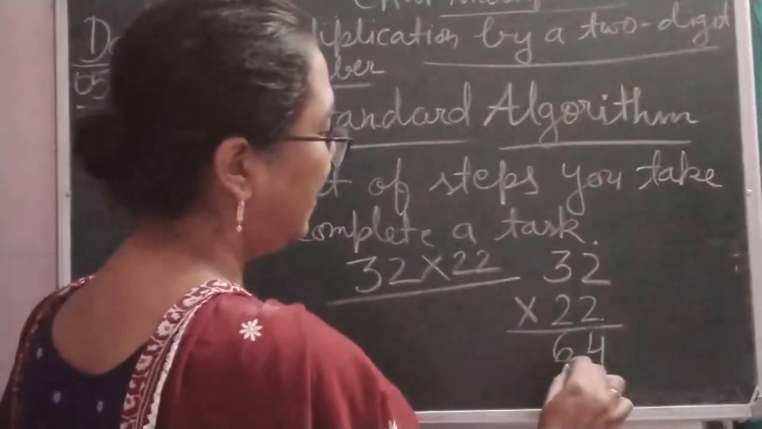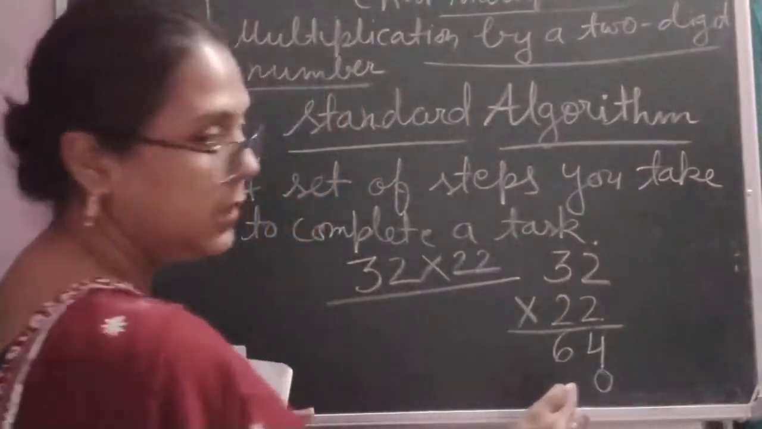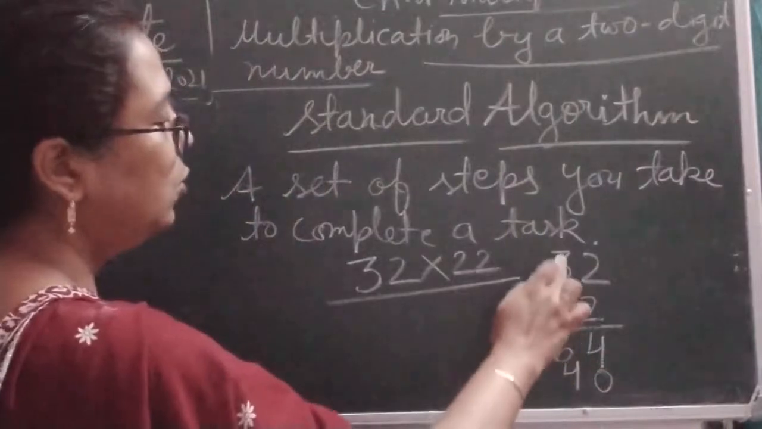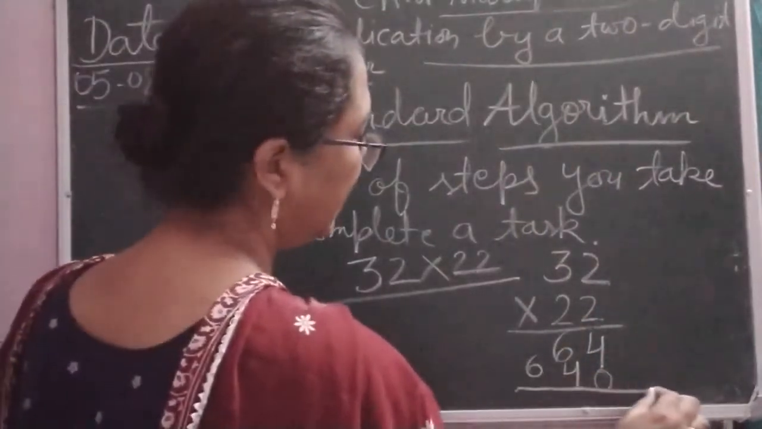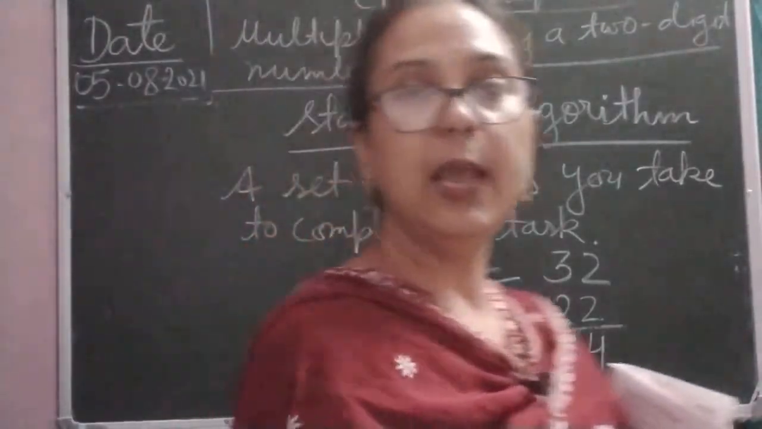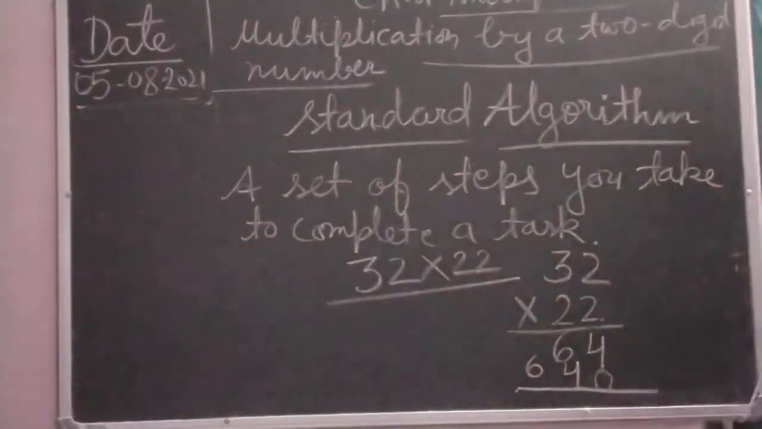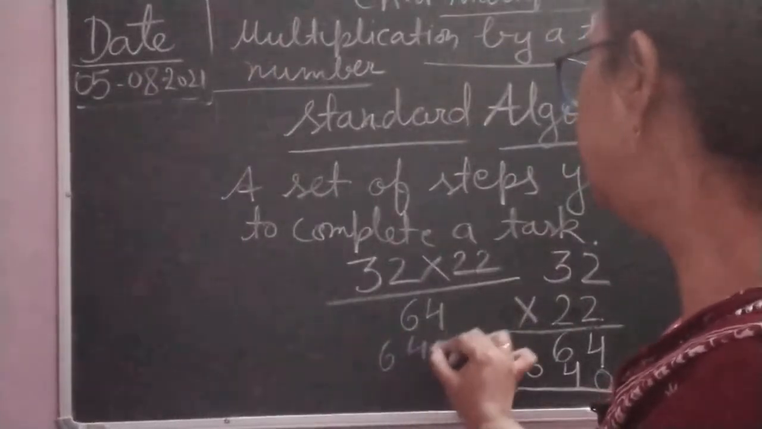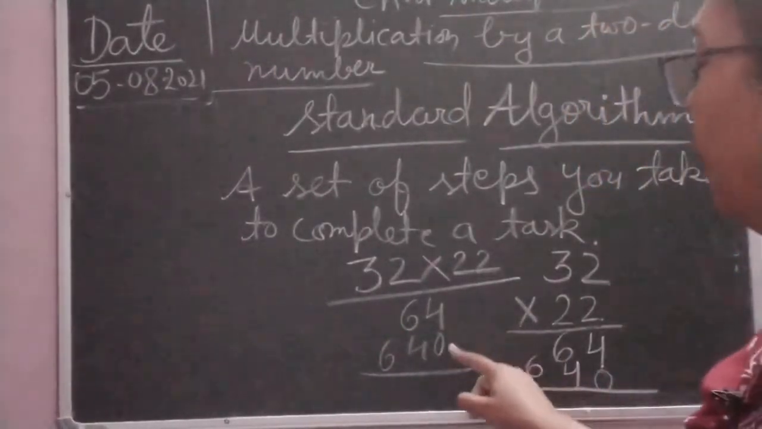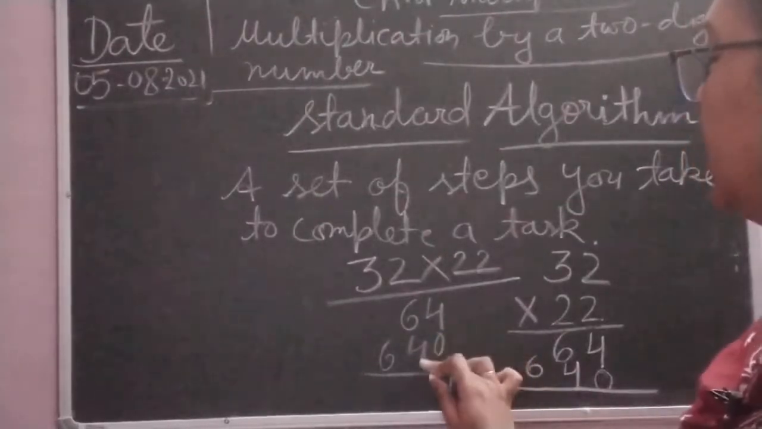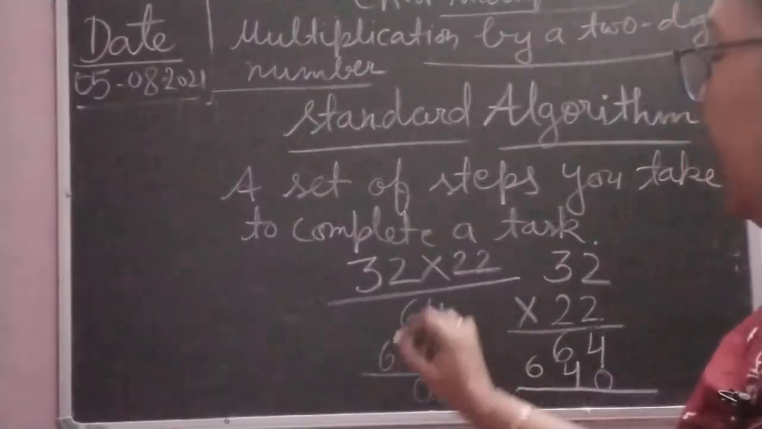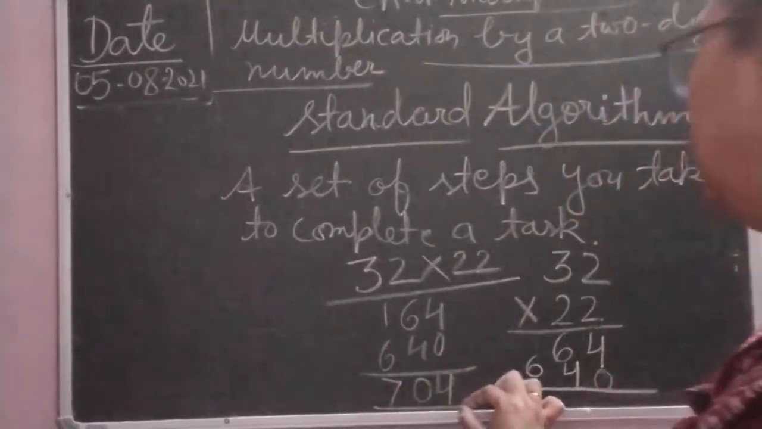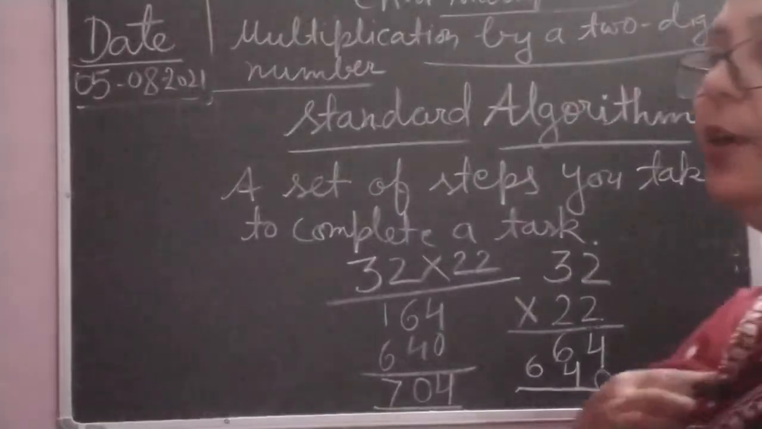Now 2 2's are 4. Before that we will put 0, and then 2 2's are 4, we will write over here. And 2 threes are 6, children. Now after that, what will we do? We will add, similarly as we have done in earlier multiplication. Now here, children, you can see 6, 4 and 6, 4, 0. How can we add? 4, 0, we will get 4. 6 and 4, we will get 10, and 1 will be carry over. So 6 plus 1 is 7. Now children, the answer is 704, children.